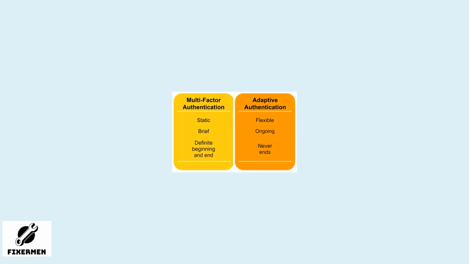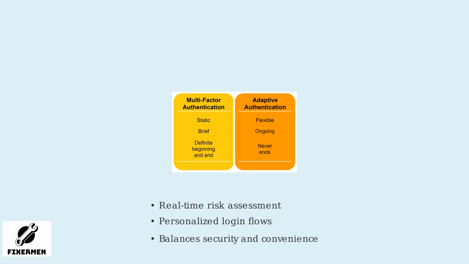The solution lies in adaptive authentication. Unlike traditional multi-factor authentication, which is static and can be burdensome, adaptive authentication is flexible and ongoing. Adaptive authentication uses AI to assess risk in real time, adjusting security requirements based on context. This creates personalized login flows that provide strong protection without unnecessary friction for legitimate users. By finding the right balance between security and user experience, fintech companies like Chime can protect users while maintaining a smooth, accessible service.